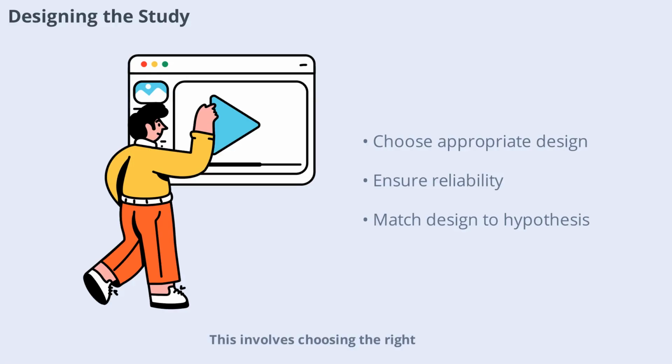This involves choosing the right study design, such as randomized controlled trials, cohort studies, or case control studies based on your research question and hypothesis. Careful planning ensures that your results are reliable and that your hypothesis can be properly evaluated.